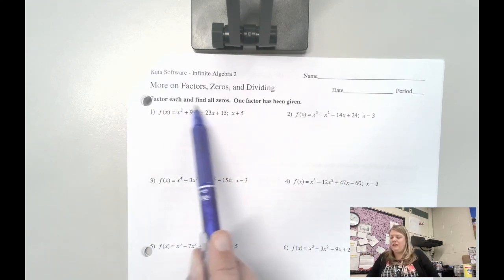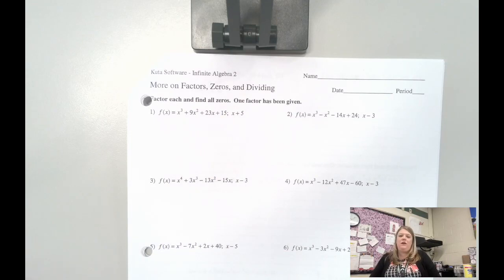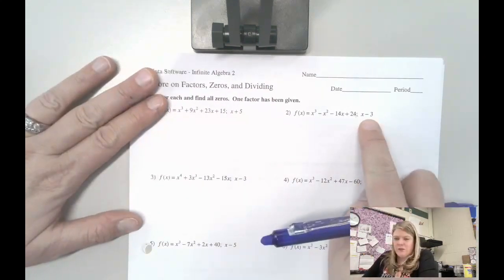I know the directions say to find all the zeros. You don't have to do that part or the factoring really even. You just have to do the synthetic division and then leave it there, and then we're going to revisit this when I see you later. Okay, so let's try this one.